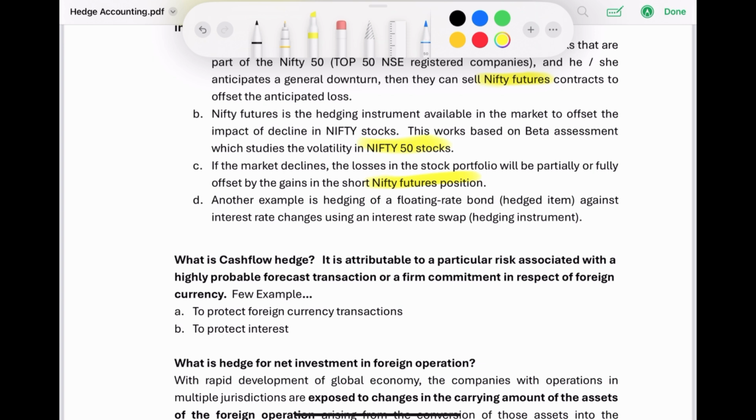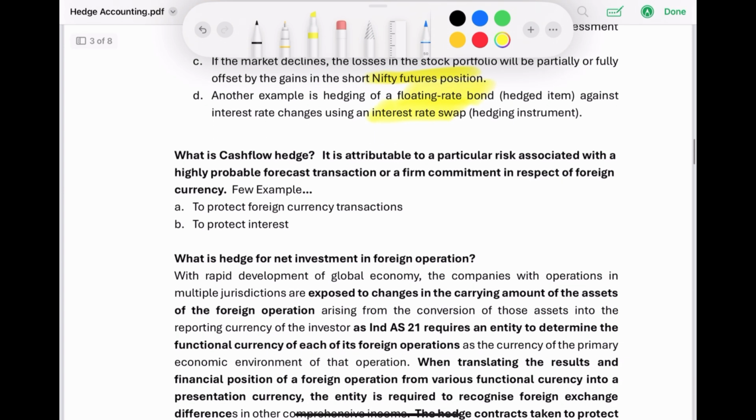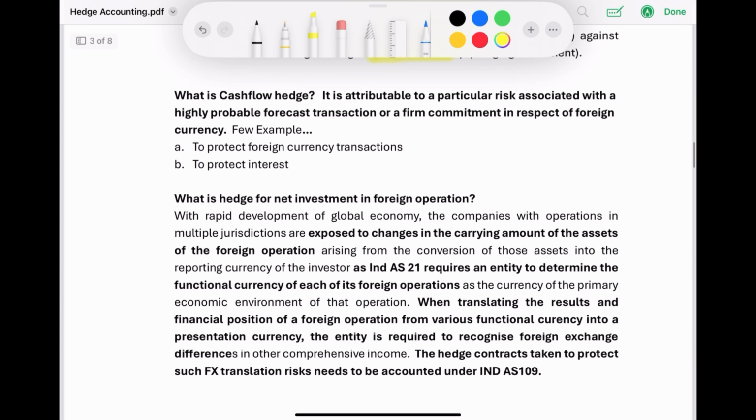Another example is hedging of a floating rate bond. The floating rate bond is a hedged item against interest rate changes using an interest rate swap. The interest rate swap is a hedging instrument. These two are related and will be helpful to offset any adverse interest impact. Okay, so that's on the fair value hedge.